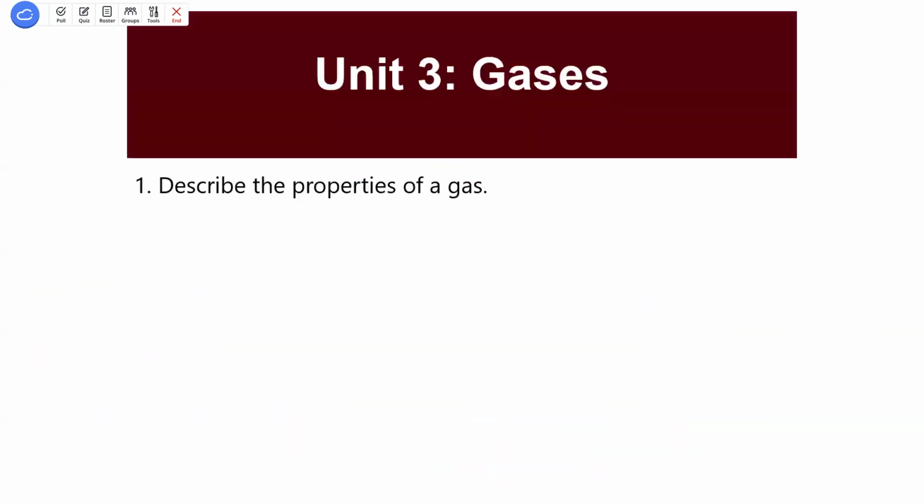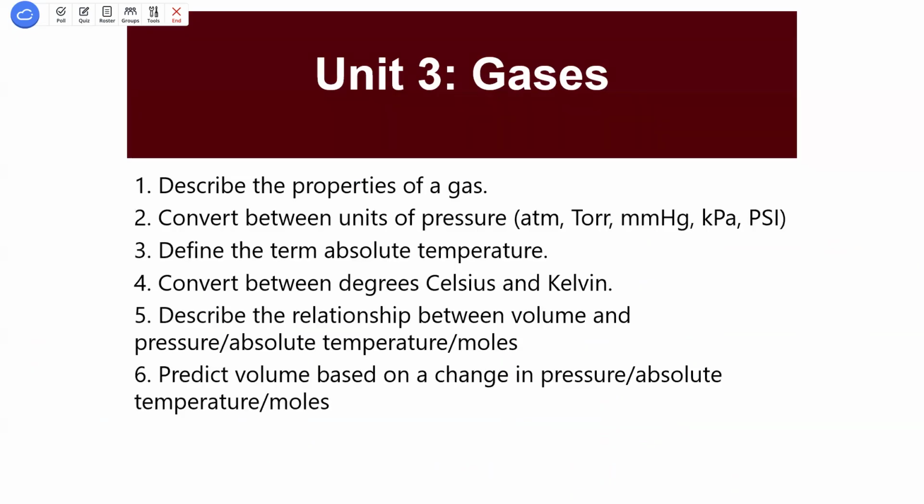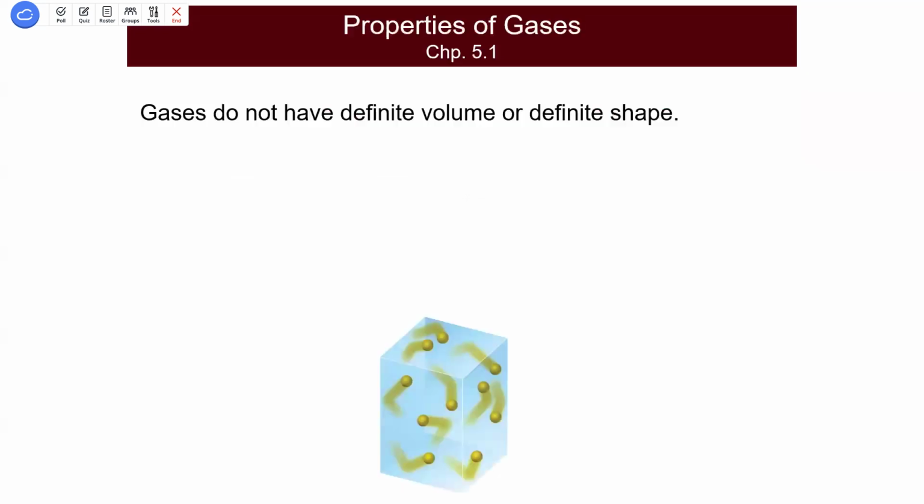Great. Okay, so with that, we're going to move on to our next unit. Our next unit is going to be gases. So there's a couple things that we're going to talk about with gases. We want to describe the property of gas. We're going to convert between different pressures. We're going to define the term absolute temperature. Convert between Celsius and Kelvin, right? So that's where that meme came from in the beginning. We're going to describe the relationship between different conditions, so volume, pressure, temperature, moles, and we're going to predict the volume based on a change in pressure.